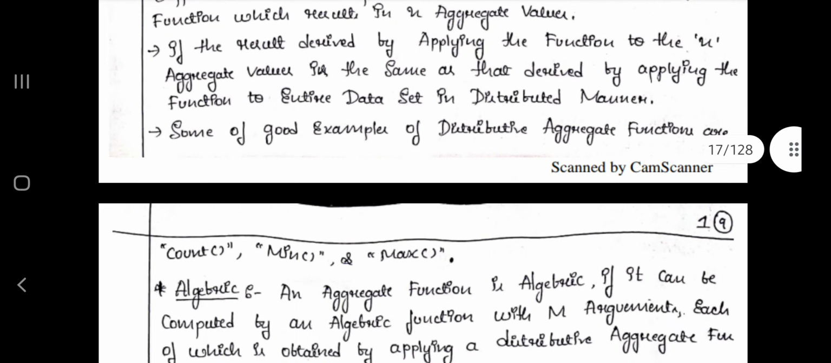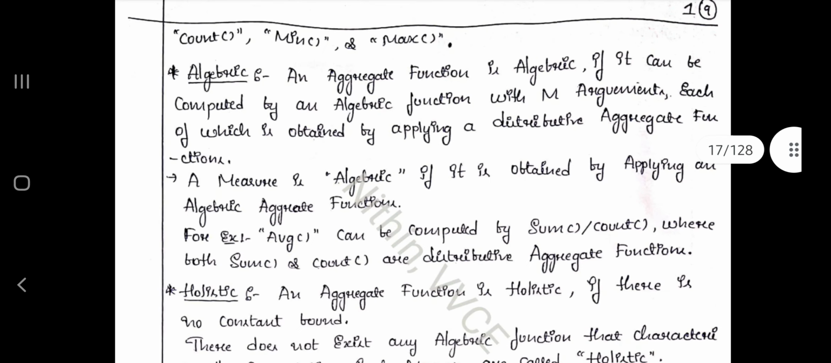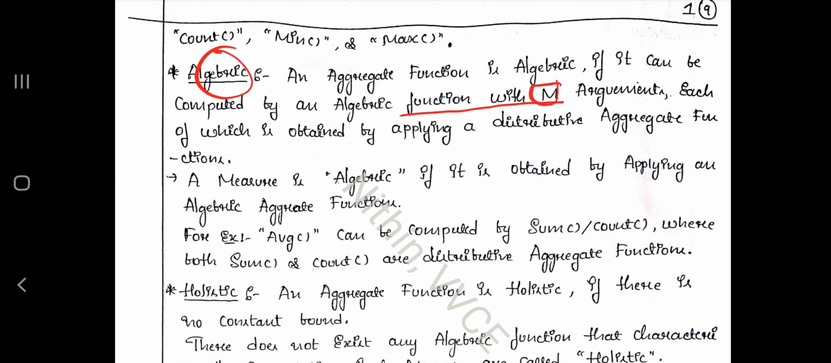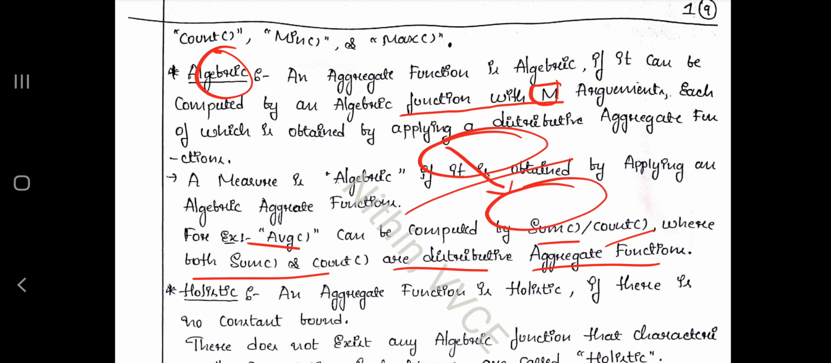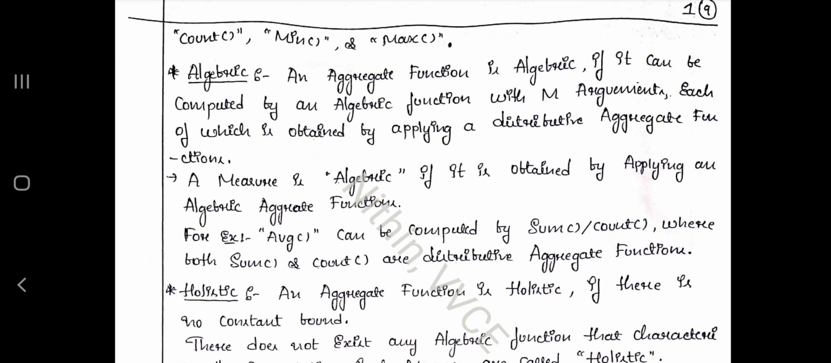Algebraic means there will be some algebraic function, and there will be a constant parameter which is the restricted value, like at most m parameters. That's what algebraic is. It can be average, where sum and count are both distributive aggregate functions. If the two distributive aggregate functions are divided by each other, that is called algebraic. Any algebraic operation can be performed here, that's what you have to mention.